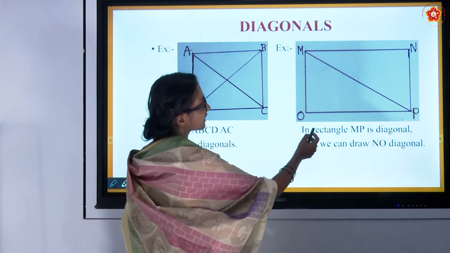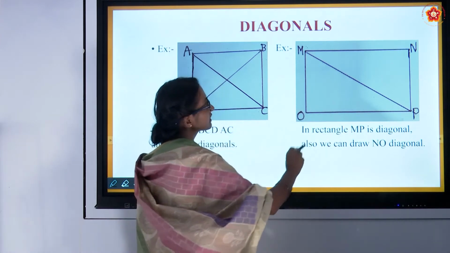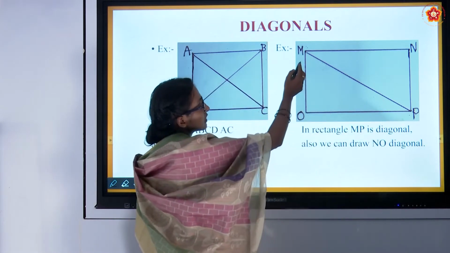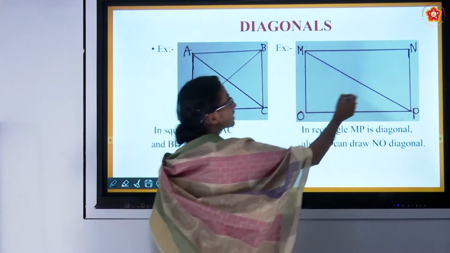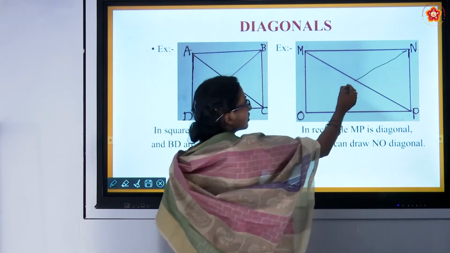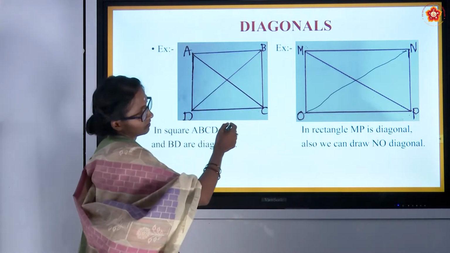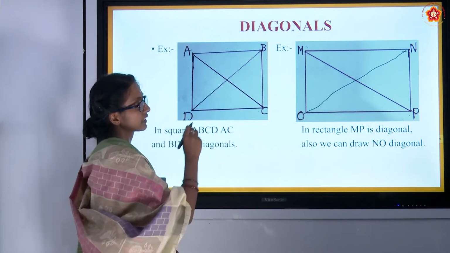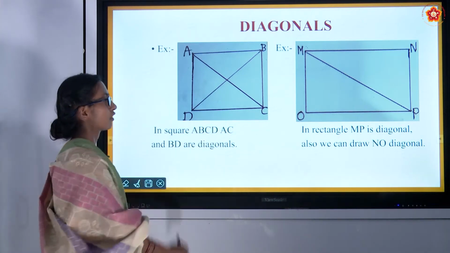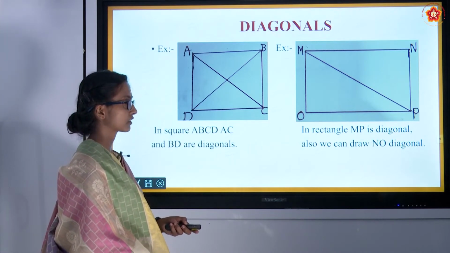Here you can find a rectangle. Rectangle MNOP, right? In this, MO is a diagonal. One more diagonal we can draw, that is from N to P. The line is not looking straight, but it should be straight. NP is another diagonal we can draw.